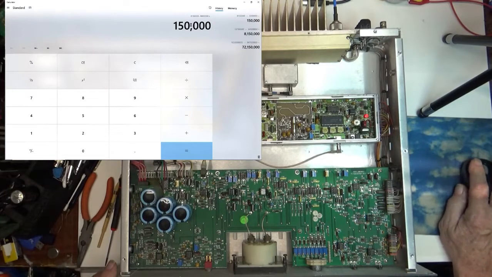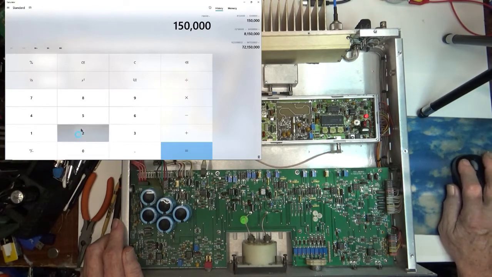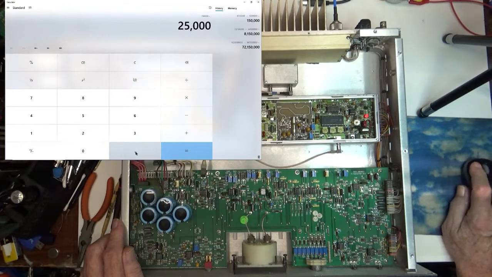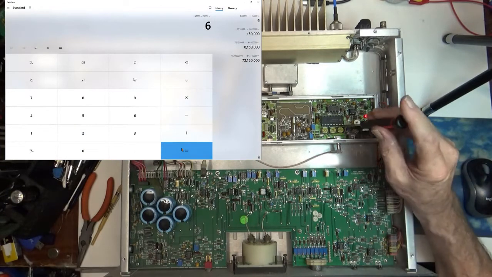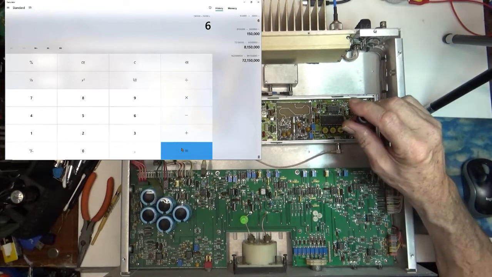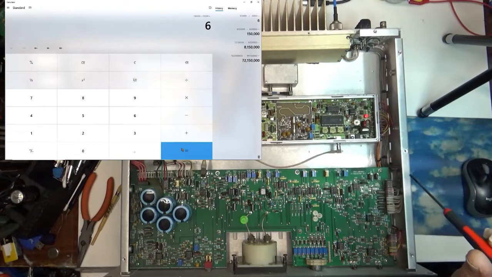Now we have to find out how many times we can get 25,000 into 150,000. So we divide that by 25,000, and that would equal 6. So this last switch is going to go on 6, right there.